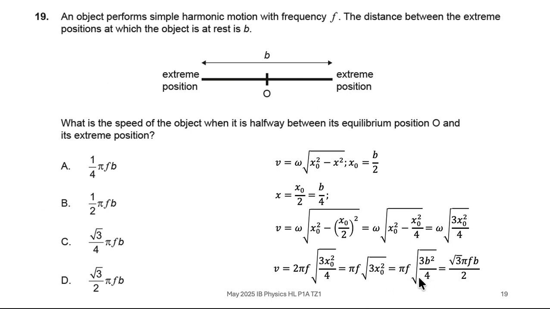If you just take some time, pause the video, look at where things are coming from. The main thing here is this factor square root 3. That's going to allow us to rule out some of these answers. And then the fact that by subbing in x naught equal to b over 2, we've got b squared over 4. That b squared over 4 is going to get square rooted to give you a b over 2, which is why the answer here is D.